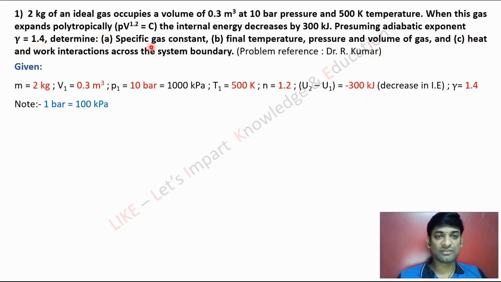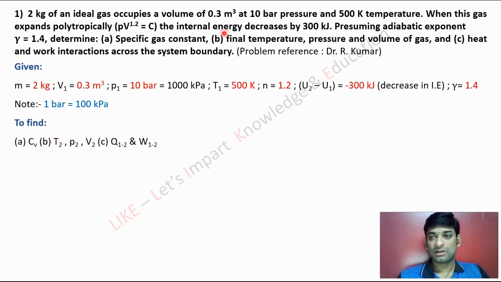Determine number 1, specific gas constant. It is denoted as C suffix V. Subdivision B, final temperature, final pressure and final volume of gas. That is, for final condition we always use suffix 2. So T2, P2 and V2, temperature, pressure and volume. And heat and work interactions are also asked. The symbol for heat is Q. Symbol for work is W. Now we are going to calculate between inlet and outlet conditions. So I am using Q 1 to 2. Similarly W 1 to 2.